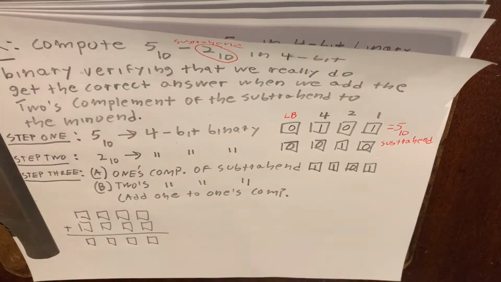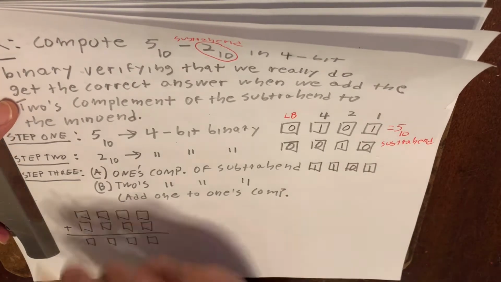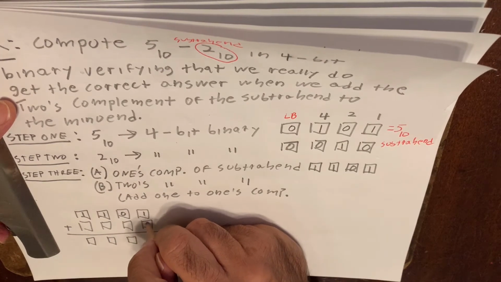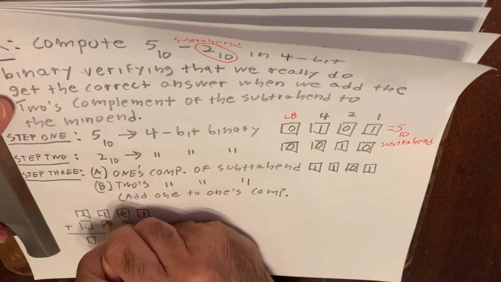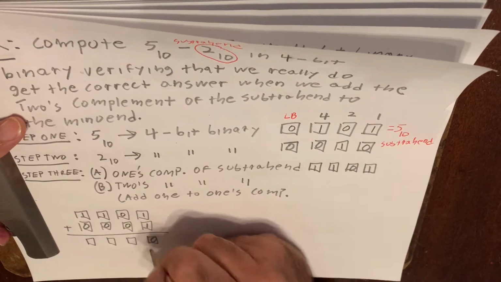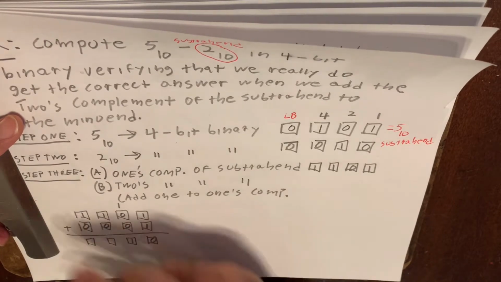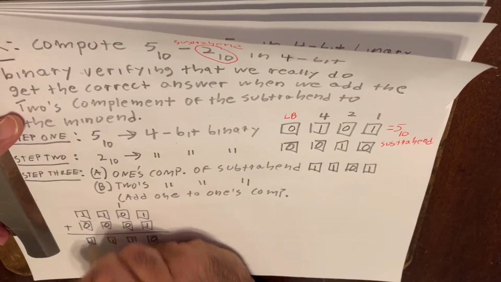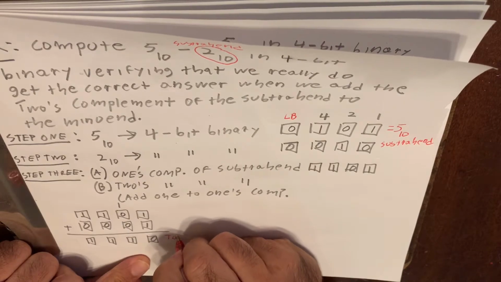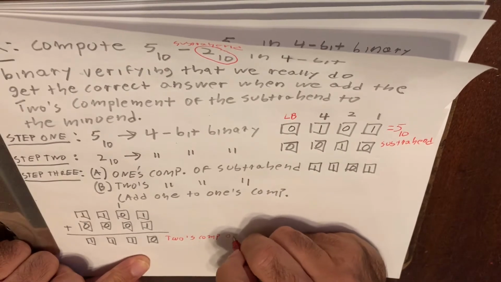So let's do this. Let's write down the 1's complement. It's 1, 1, 0, 1. And we have to add 1 to this. So here we're adding 1. And so 1 plus 1 is 0. Carry the 1. 1 plus 0 is 1. And 1 plus 0 is 1. And 1 plus 0 is 1. So what we have here is the 2's complement of the subtrahend.